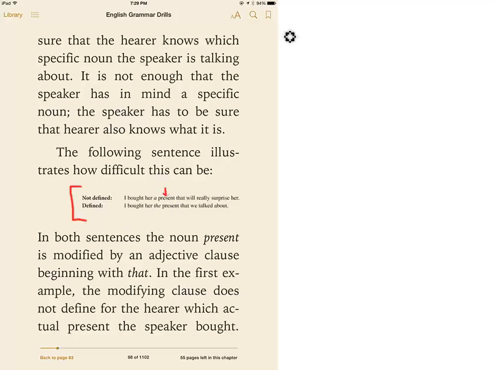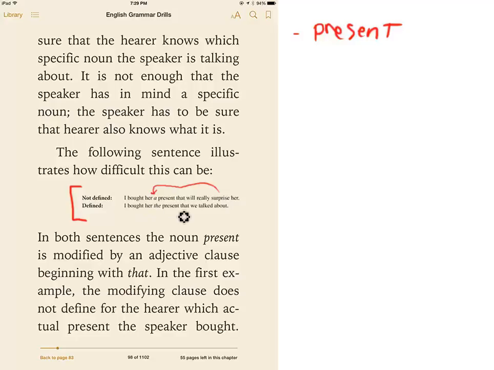Here's a noun, the word present, and present is modified or described. You'll see here, it says, I bought her a present that will really surprise her. Well, I define the present: it will surprise her. So I've defined what the present is, but she still doesn't know which present. She just knows that it'll surprise her. So I can't use the word a there or the there, because she doesn't know which present, even though I've modified the word present. But down here it's defined.